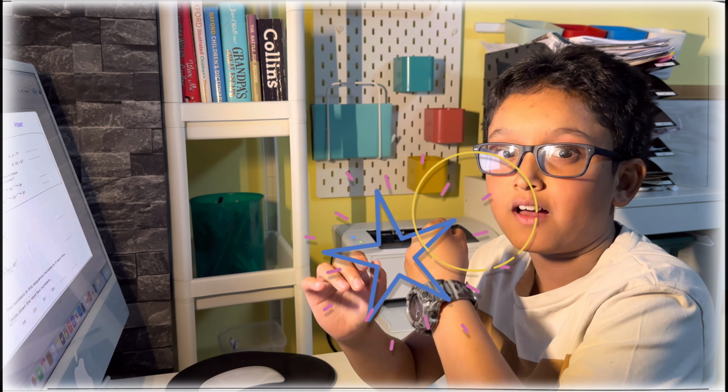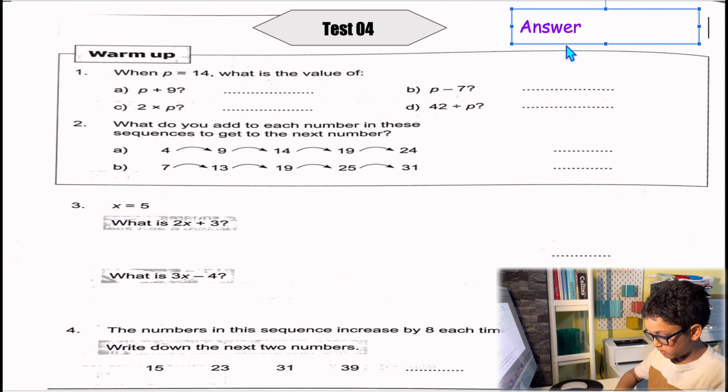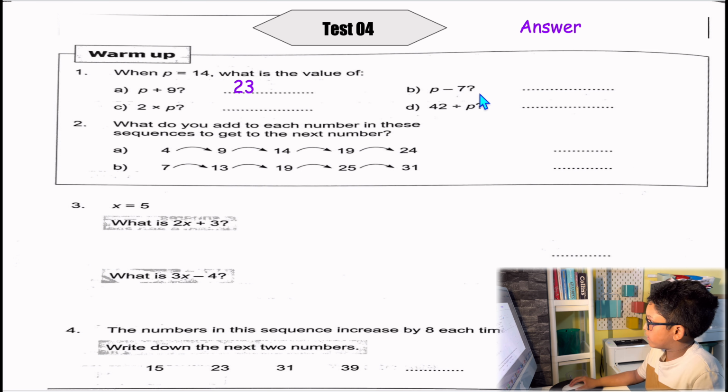Let's zoom past this. So, this is test 4. Question 1. When p is 14, what is the value of p plus 9? We'll have to substitute p for 14. 14 plus 9 is 23.